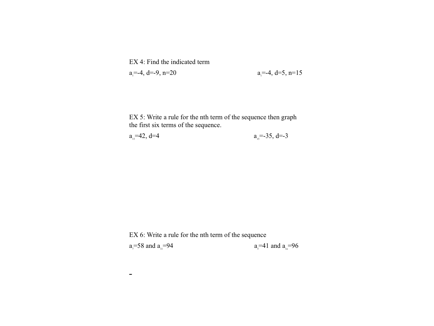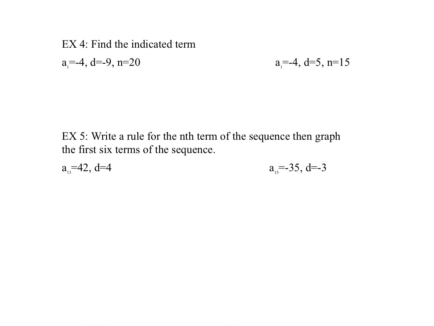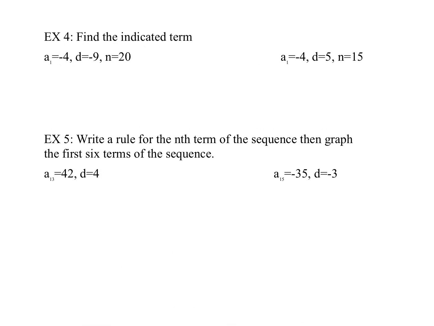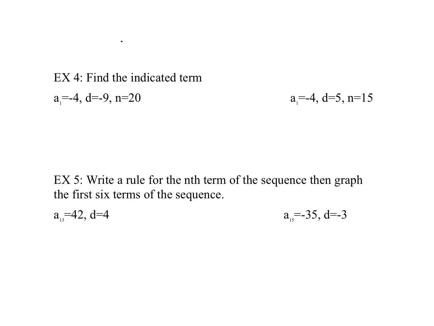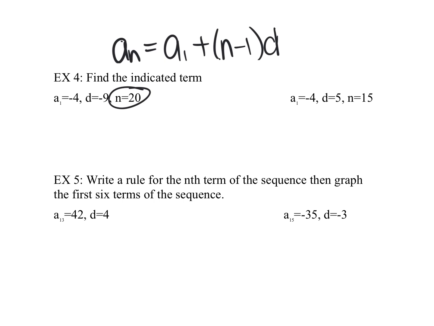Okay, we're on to the back side. Find the indicated term. I'm going to write my formula back up here at the top: AN equals A1 plus n minus 1 times d. It gives me a1, it gives me d, it gives me n. Plug in everything, and it'll tell me a20. So n is 20, so what I'm finding is a20.